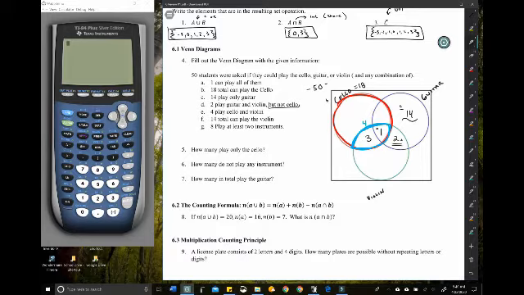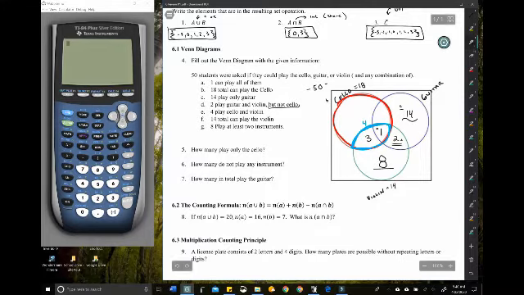14 total can play the violin. Right off the bat, what that tells me is if the whole circle is 14, this piece is 2, and that's 4, that means 8 must be in here.